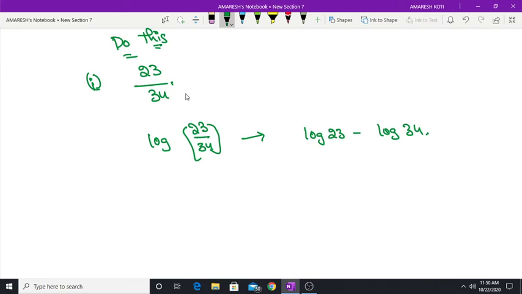If they have not given any base, then we have to take it as 10. If nothing is given as the base, we should assume it to be 10.